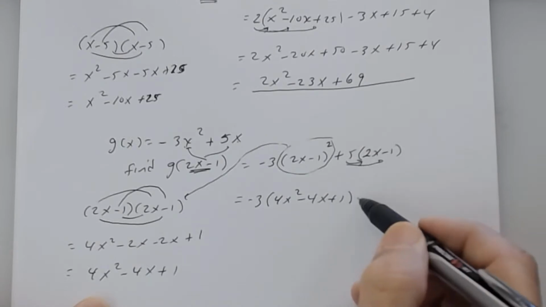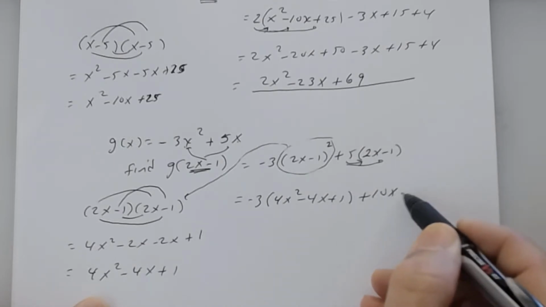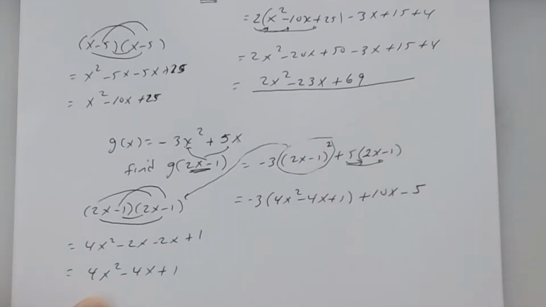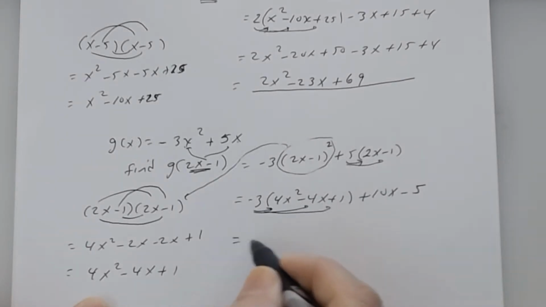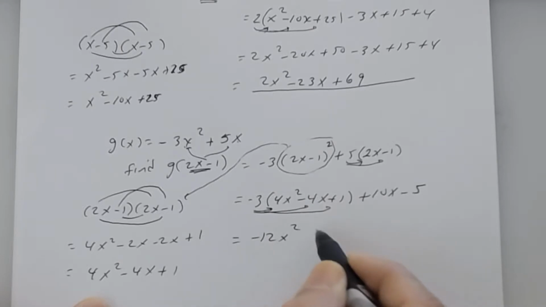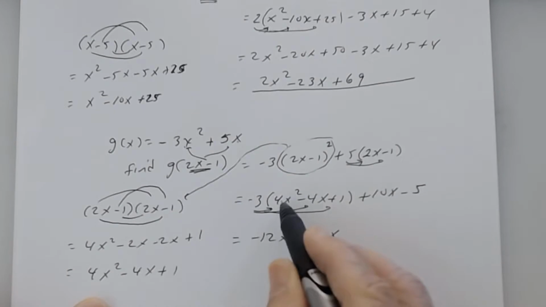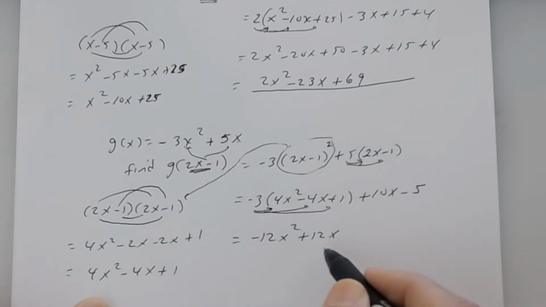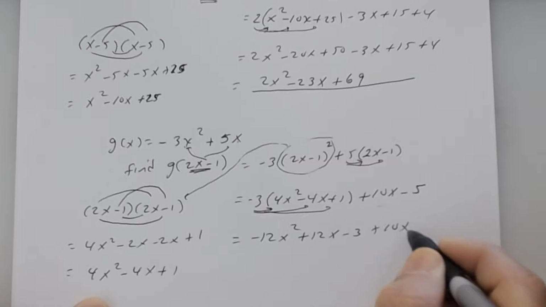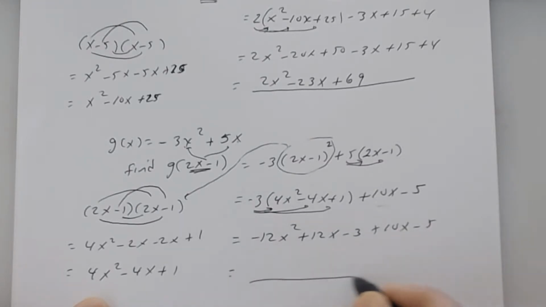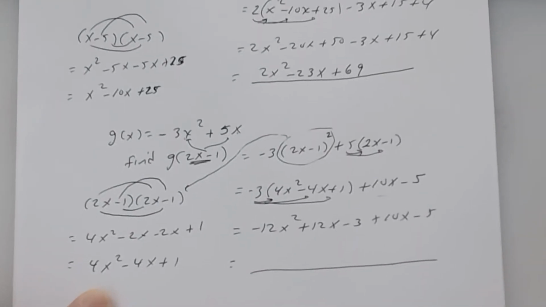Now I'm going to go ahead and distribute this 5 here, so that's going to become 10x minus 5. All right. And then now I'm going to distribute this negative 3. So I get negative 12x squared plus 12x, because a negative 3 times a negative 4x is a positive 12x. And a negative 3 times a positive 1 is a negative 3. And then I have these two terms. And then combine like terms, we have our answer.